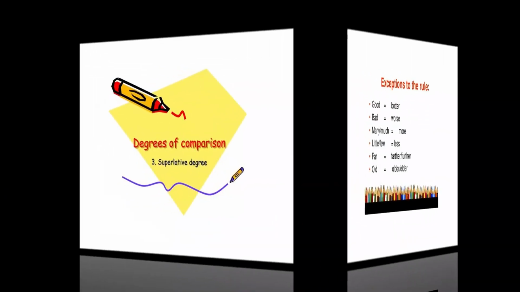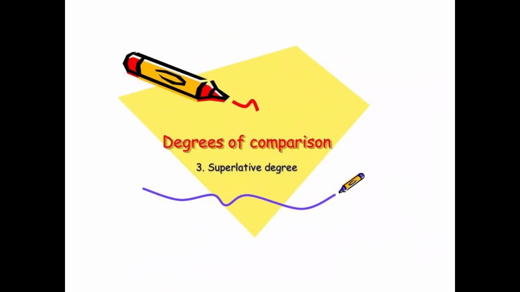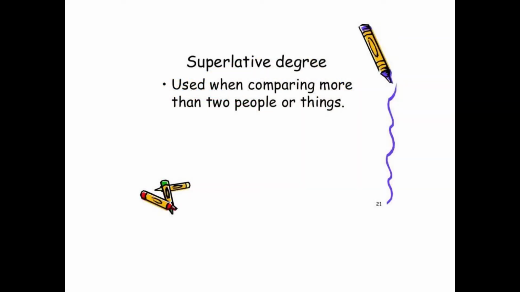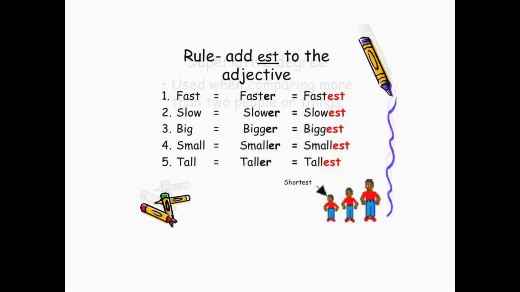Now, after this, the last but the most important degree of comparison, that is the superlative degree. Superlative degree is used when comparing more than two people or things. Now here the rule again remains the same, but we add est to the adjective in order to change it into its superlative form. So fast becomes fastest, slow becomes slowest, big becomes biggest, small becomes smallest, tall becomes tallest, and short becomes shortest.